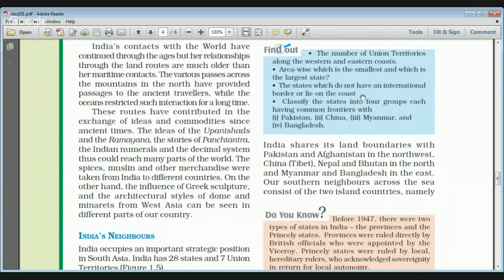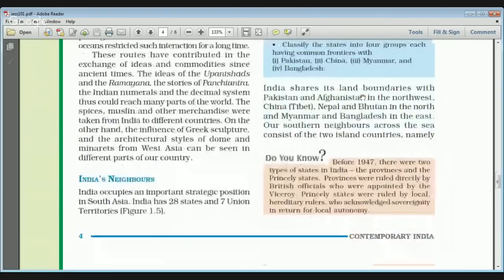And the ideas of our Indian culture, such as the Upanishads and Ramayana, the stories of Panchatantra, Indian numerals, as well as the decimal system, could reach many parts of the world. Plus, the very famous spices, muslin and other merchandise were taken from India to different countries. There is also an influence on Indian culture from Afghanistan and other regions, and that is why we can see the architectural style of domes and minarets from West Asia in different parts of our country.